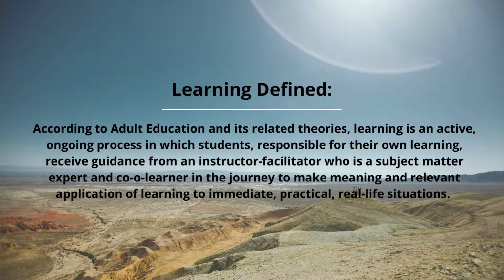But how is learning actually defined? According to the adult education model and its relating theories, learning is an active, ongoing process in which students, being responsible for their own learning, receive guidance from an instructor facilitator who is a subject matter expert and a co-learner in the journey to make meaning and relevant application of learning to immediate, practical, real-life situations.